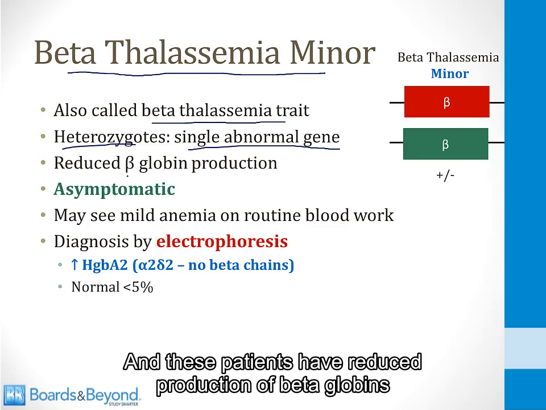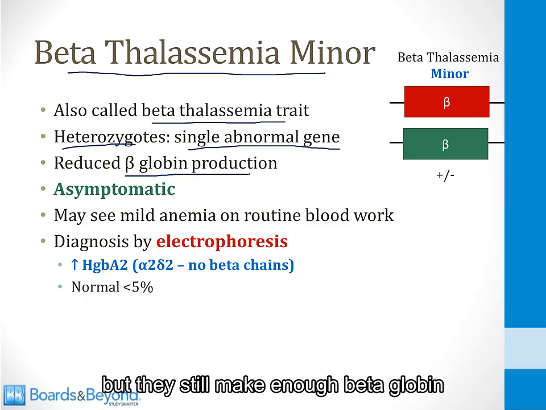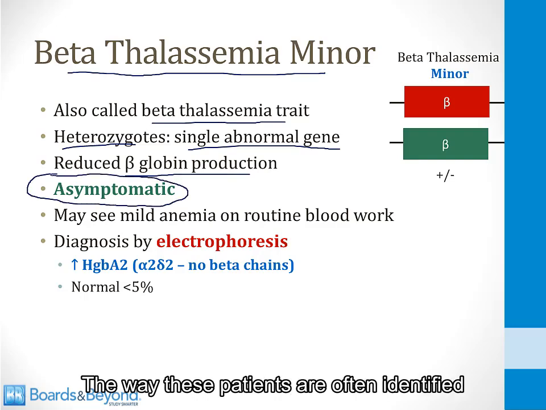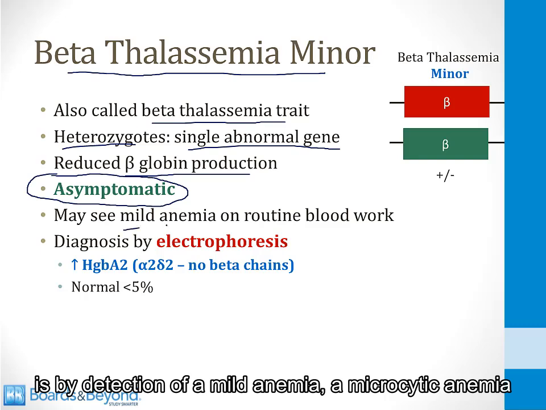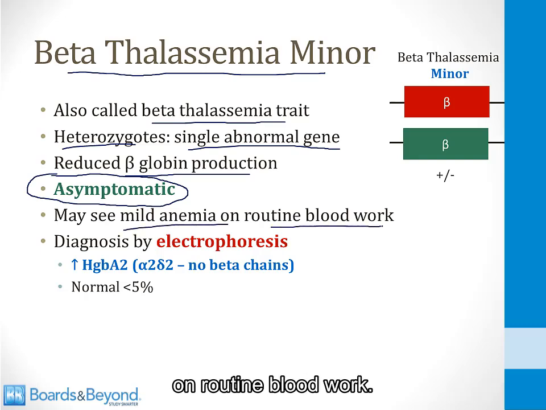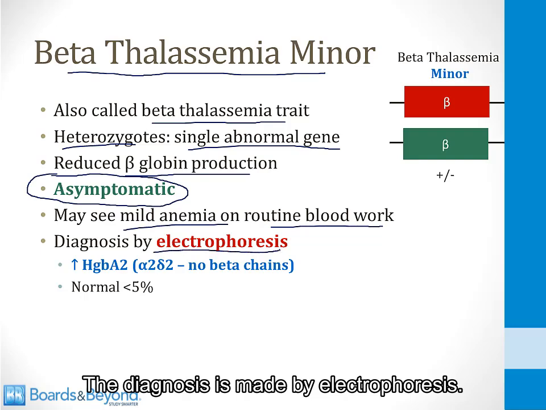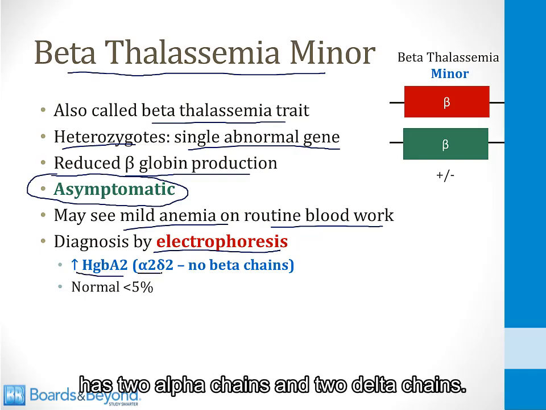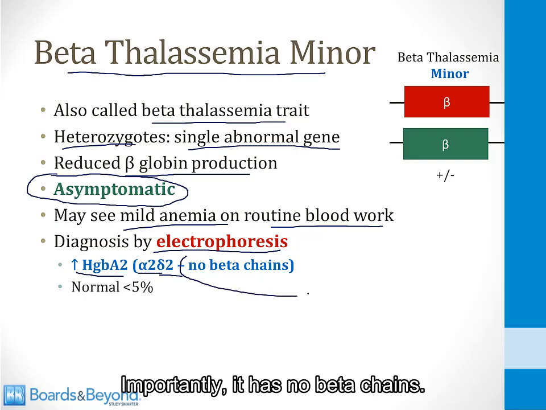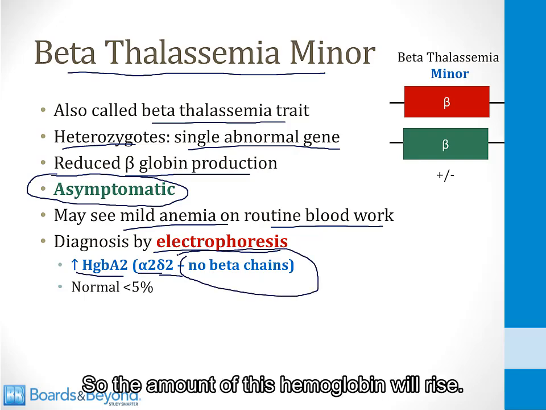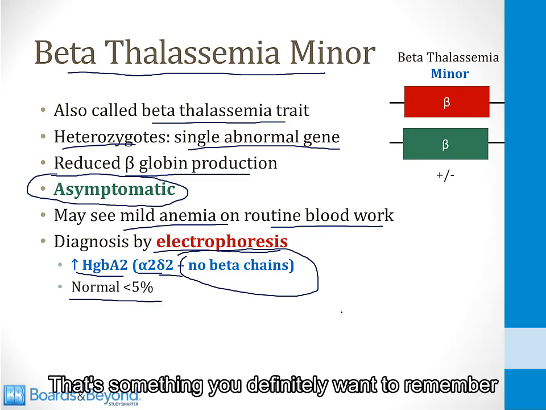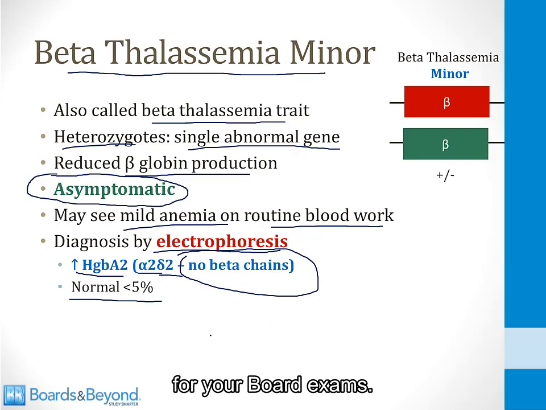And these patients have reduced production of beta globins, but they still make enough beta globins so that they usually remain asymptomatic. The way these patients are often identified is by detection of a mild anemia, a microcytic anemia, on routine blood work. The diagnosis is made by electrophoresis. You will see an increased amount of hemoglobin A2. Recall that hemoglobin A2 has 2 alpha chains and 2 delta chains. Importantly, it has no beta chains, so the amount of this hemoglobin will rise. Normal is less than 5%, and an increased hemoglobin A2 is a hallmark of beta thalassemia minor. That's something you definitely want to remember for your board exams.